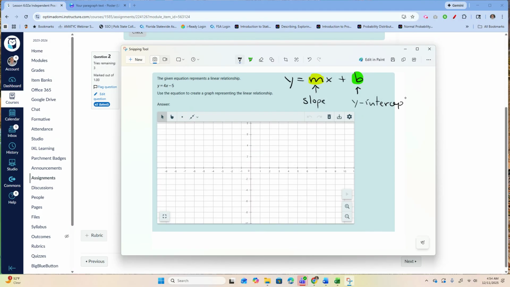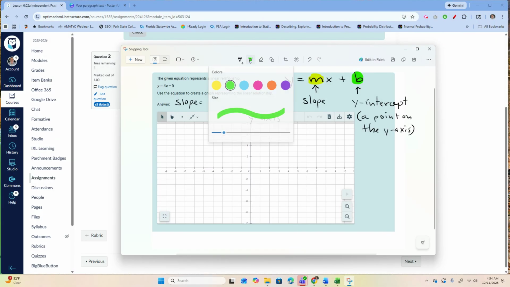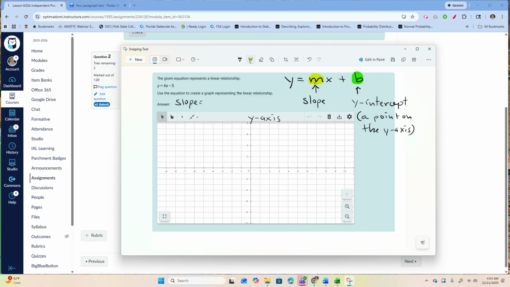And remember, the y-intercept is a point on the y-axis. Who is the y-axis? This is the y-axis. Okay, that's the y-axis. All right, so let me put it right here, y-axis. And now what we're gonna do is identify who is our slope in this equation. I'm gonna highlight it in yellow. See, m, the one that I highlighted in yellow.